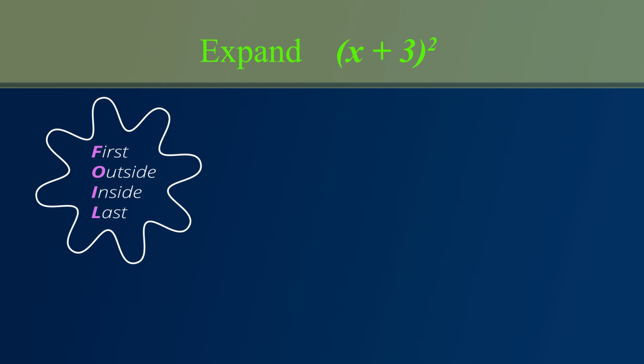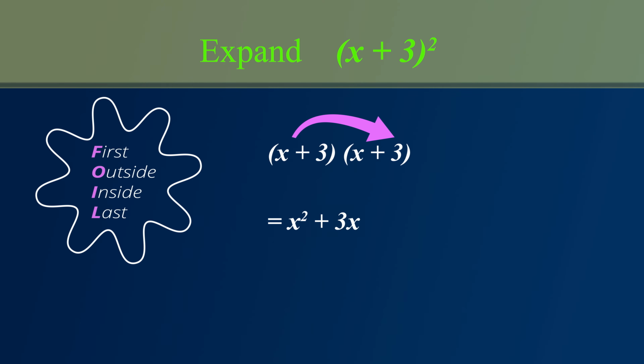Now we'll use the quick FOIL way to do more complex examples. This example is called perfect squares. x plus 3 in parentheses squared equals x plus 3 times x plus 3. Now use FOIL. First, x times x is x squared. Outside, x times 3 is 3x. Inside, 3 times x is 3x. Last, 3 times 3 is 9. Now simplify. x squared plus 6x plus 9.